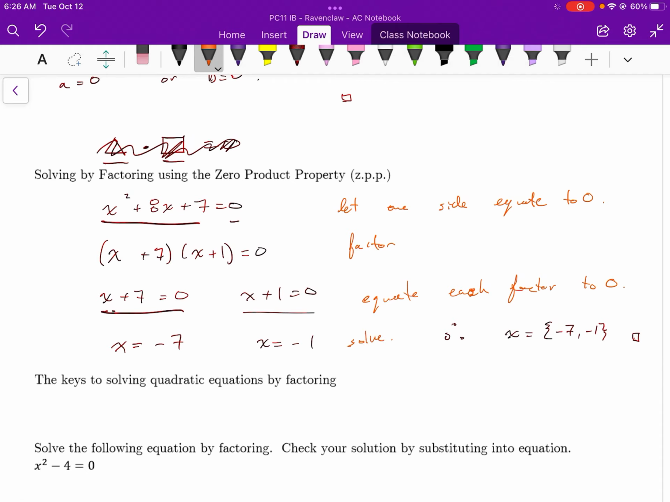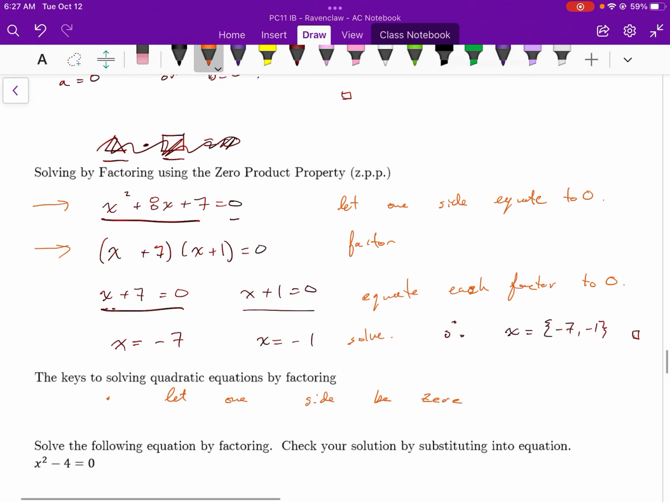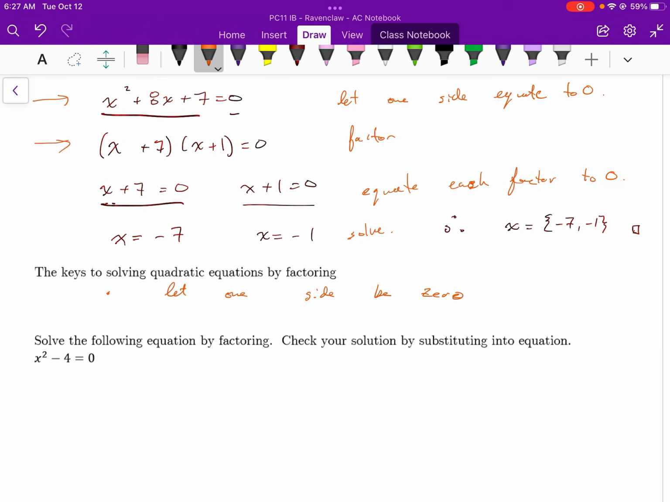So the keys to quadratic factoring, for me, are: let one side be 0. And just what we've seen up top, if you equate one side to 0 and you factor, then the first factor is equal to 0 or the second factor is equal to 0. Under these two conditions, the equation will be 0. So really, with the zero product property, a big hint is you have to let one side equal 0. And if it's not, force it. Let's move on to the next example.